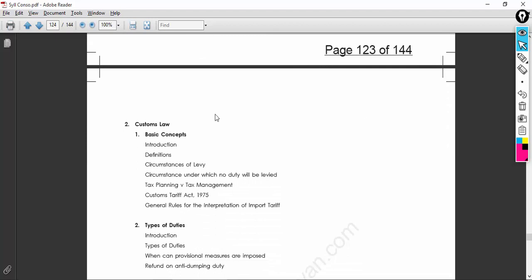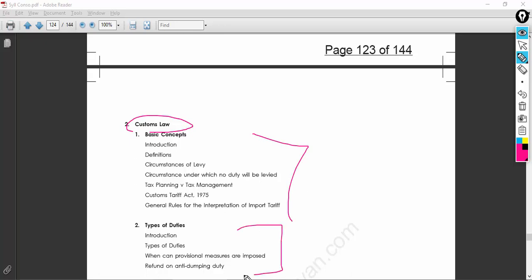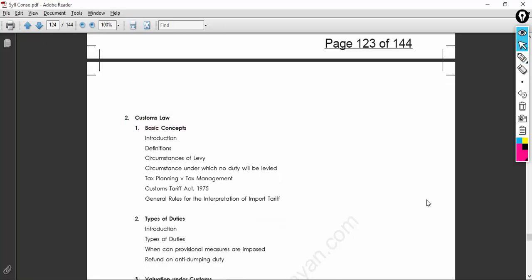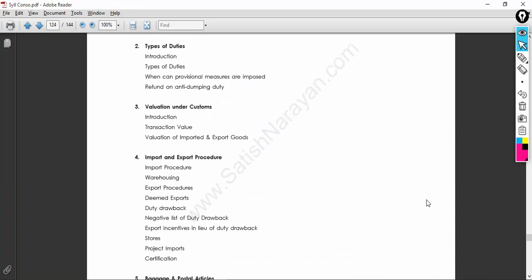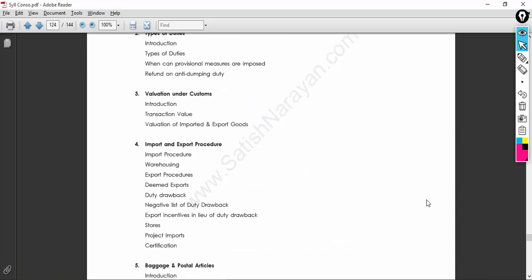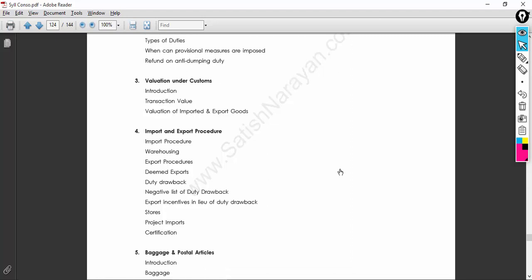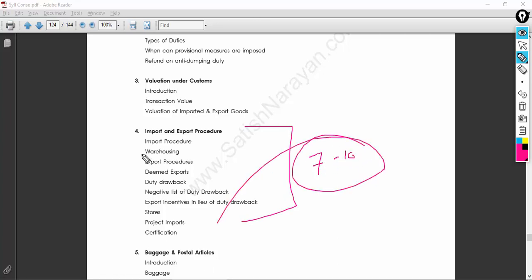Yeah, so customs I already mentioned to you guys. Customs also carries very good marks, about 20%. So try to know all the basics in these things. Duties applicable to international trade under the custom laws, types of duties, valuation under customs, import and export procedures. As already mentioned, the import export procedure is very important. You can expect at least a 7 to 10 marks question in this alone, including the theory.